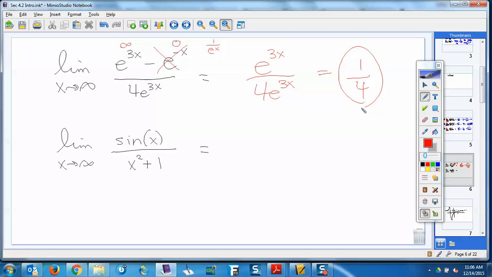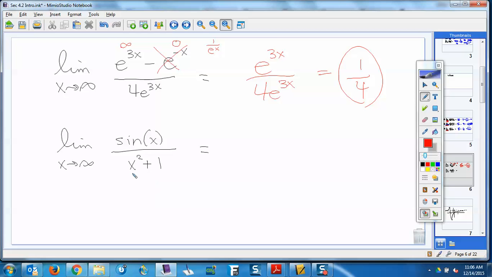So it's kind of the same thing. It's very much the same thing. We're looking at part of that, and as x gets really big, the e to the negative x just becomes nothing, and it's essentially insignificant. So we get this, which reduces to that. So this would be 1/4. Okay, let's do this one.